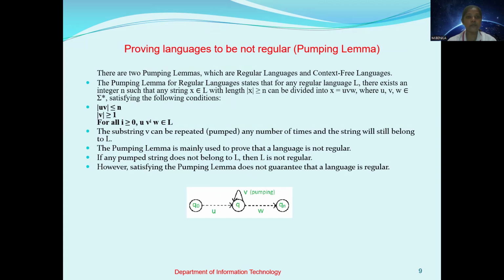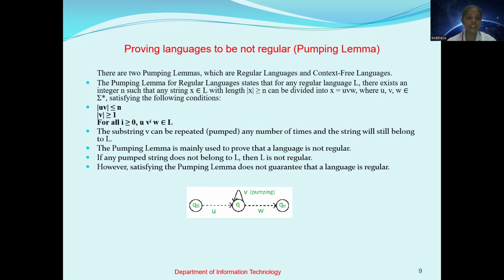So next is proving languages to be not regular: the pumping lemma. There are two pumping lemmas, for regular languages and for context-free languages. The pumping lemma for regular languages states that for any regular language L, there exists an integer n such that any string x belongs to L with length of x greater than or equal to n can be divided into x equal to UVW, which satisfies the following conditions.